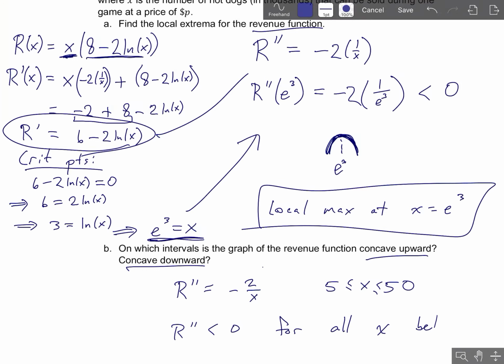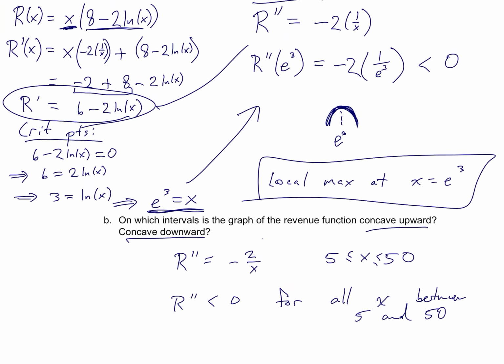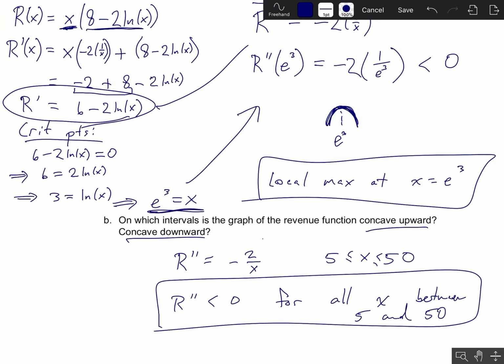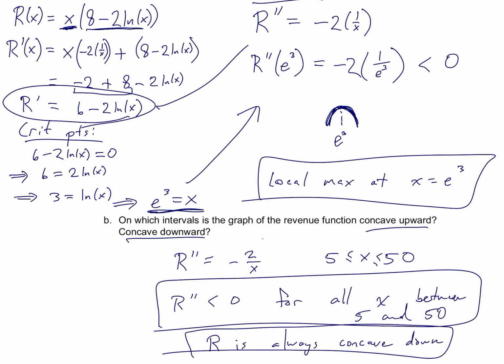Maybe I should say between 5 and 50. So you could write your answer like that, or it would also be okay to just say that r is always concave down. That's because its second derivative is negative on the entire domain.